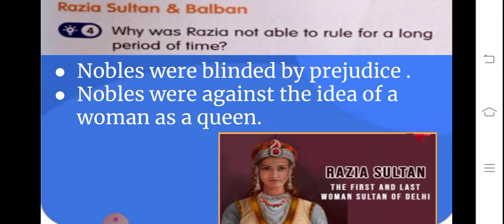Now, the fourth question is, why was Razia not able to rule for a long period of time? Razia was not accepted as a sultan by the nobles of the Sultanate because she was a woman. Therefore, despite being able, efficient, and intelligent, she had to face opposition from the nobles and could not be the sultan for a long time.